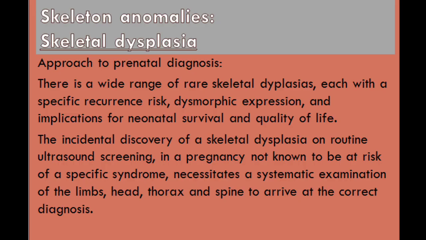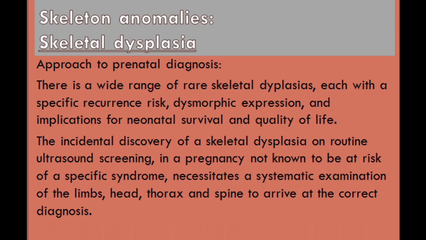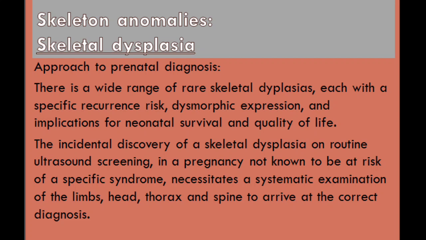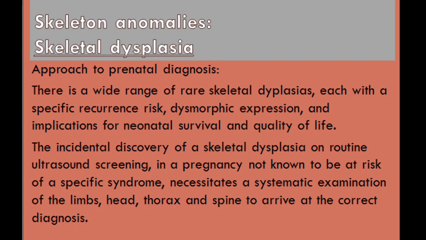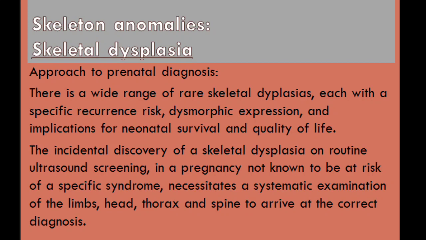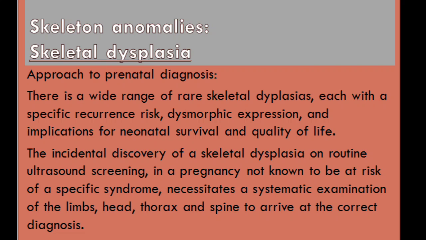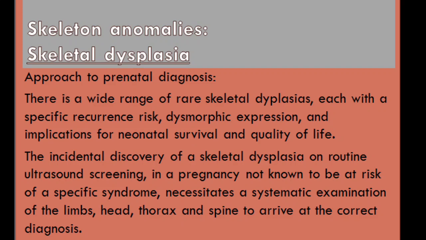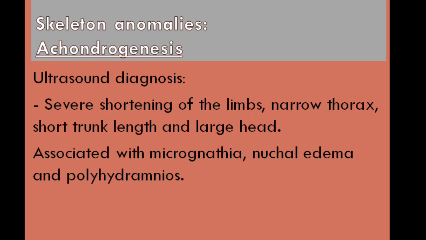1. Skeletal dysplasia. Approach to prenatal diagnosis. There is a wide range of rare skeletal dysplasias, each with a specific recurrence risk, dysmorphic expression, and implications for neonatal survival and quality of life. The incidental discovery of a skeletal dysplasia on routine ultrasound screening, in a pregnancy not known to be at risk of a specific syndrome, necessitates a systematic examination of the limbs, head, thorax and spine to arrive at the correct diagnosis.